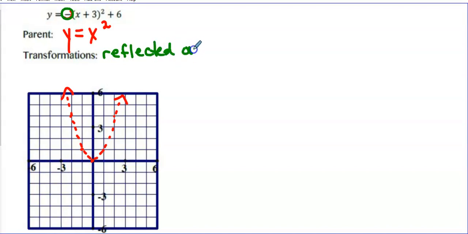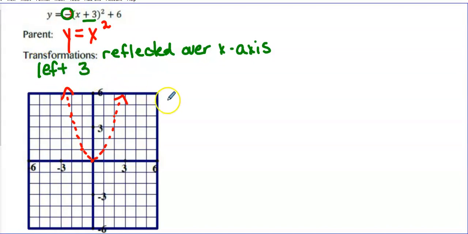So reflected, so this is one of our transformations over the x-axis. Okay, this plus 3 within the parentheses, this is what happens to the x, and you remember that if it's a plus 3, that means it moves to the left. So whatever is within the parentheses or under the radical or in the exponent for exponential equations, it's the opposite. If it's plus 3, it's moving left 3.